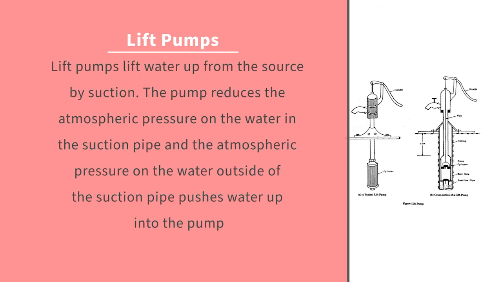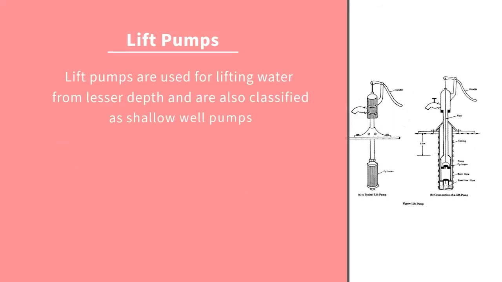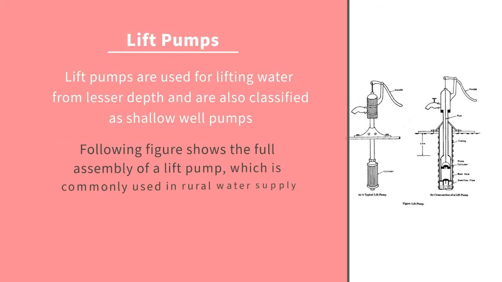Lift pump. Lifts water up from the source by suction. The pump reduces the atmospheric pressure on the water in the suction pipe, and the atmospheric pressure on the water outside of the suction pipe pushes water up into the pump. Lift pumps are used for lifting water from lesser depths and are also classified as shallow well pumps. The following figure shows the full assembly of a lift pump, which is commonly used in rural water supply.